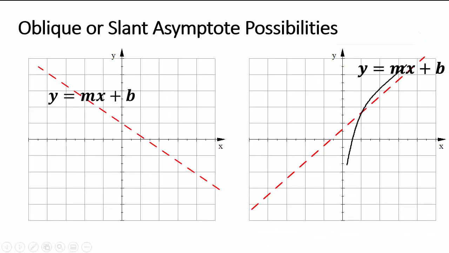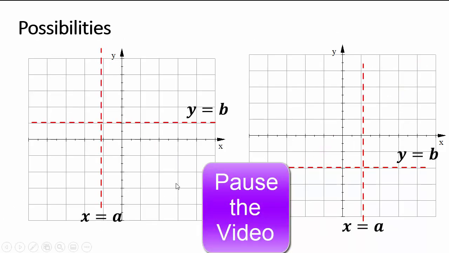Whether you have a combination of vertical and horizontal asymptotes or vertical and slant asymptotes, what could your graphs look like? Take a look. So let's say you have vertical and horizontal asymptotes. Draw possibilities of graphs that you could have. Go ahead, you do that. Both the vertical and horizontal behaviors of the function have to match. So go ahead.